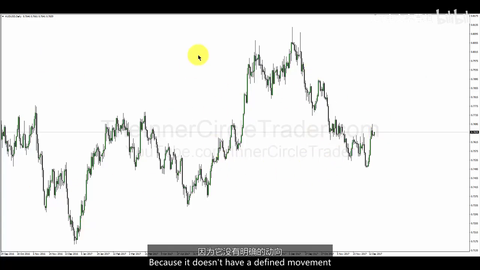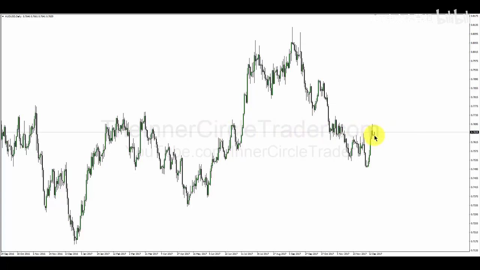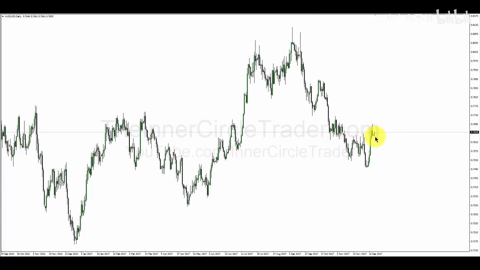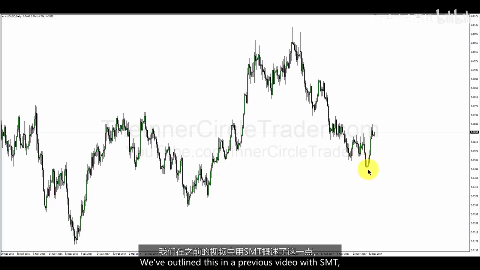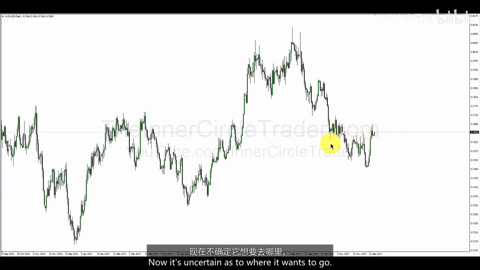Why? Because it doesn't have a defined movement, and it's made an attempt to get quickly back into equilibrium, or the middle of the range. And the range is defined, number one, by this low to this high, and we're smack dab right in the middle of it right now. We tried to go lower with this run here. We've outlined this in a previous video with SMT, smart money technique, and we've rallied up, taken out clean highs. Now it's uncertain as to where it wants to go.